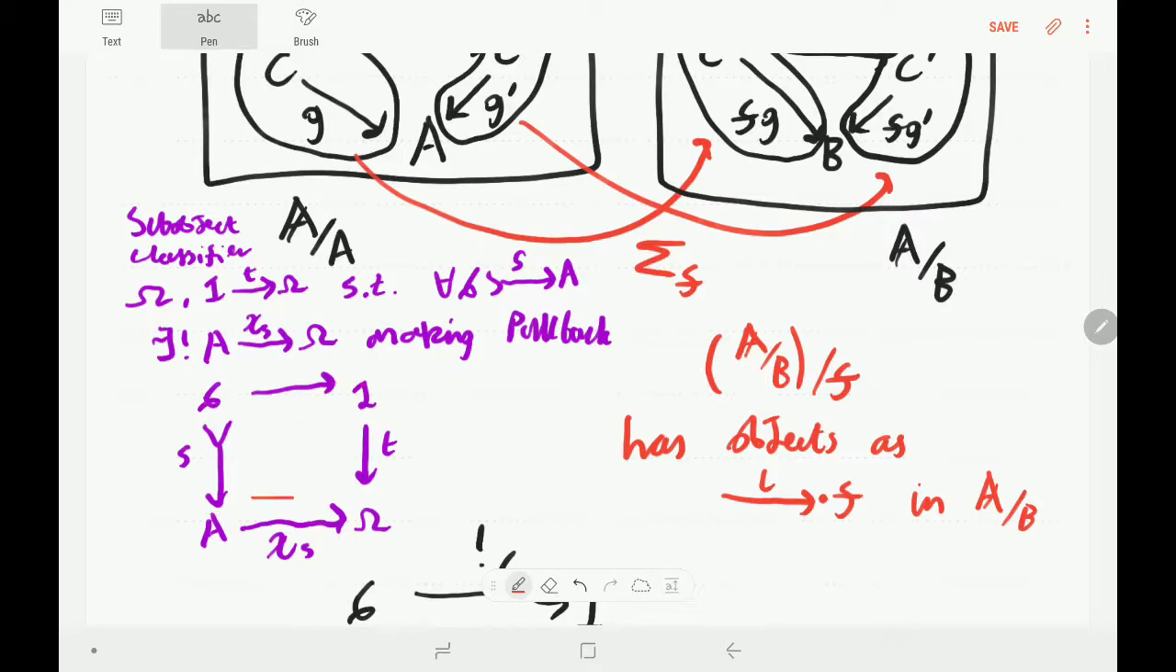Pullbacks are only defined up to isomorphism, and this defines a class of equivalent monics. So when we pull T back along this classifying arrow chi of S, we could get different monics S, but they'll all be equivalent, so we just pick one and that's fine. Equivalent in the sense that they have precisely the same members.